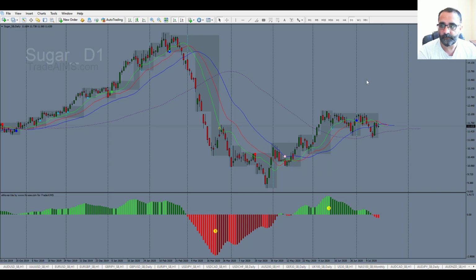Let's have a look at the sweet sugar. I don't know if this one is sweet, but I don't see any sweet signal right now. What we had was a sweet signal here. That's a cherry. Your entry would be triggered here. The cherry would actually be cancelled because this high was higher than that.